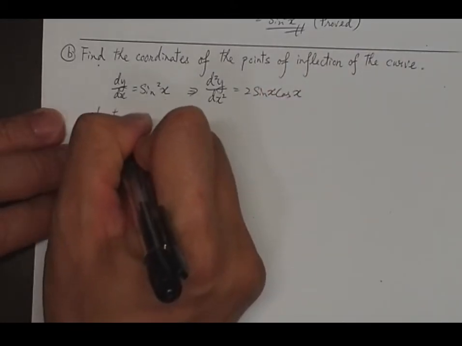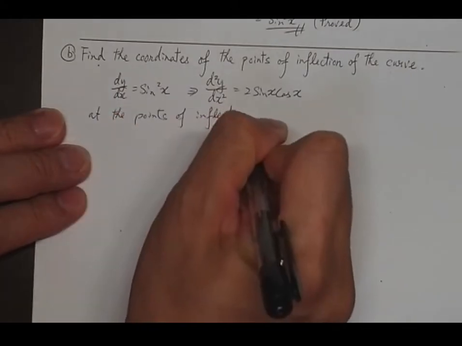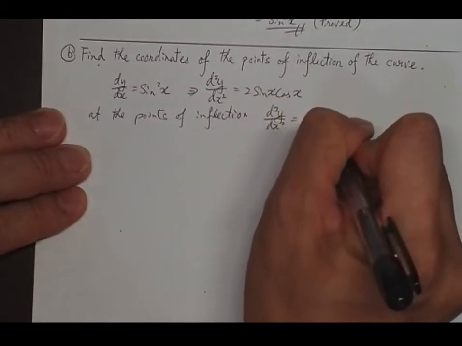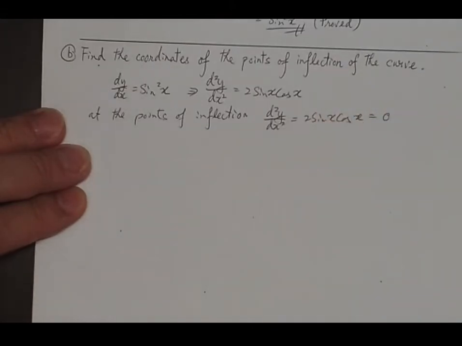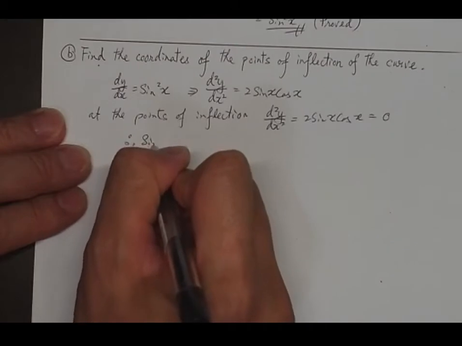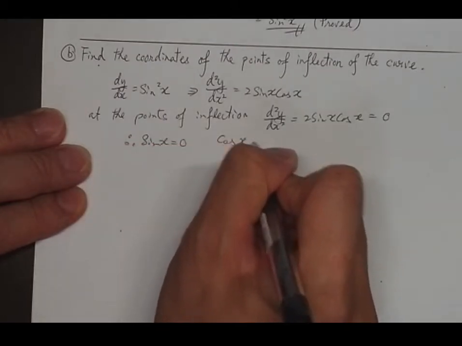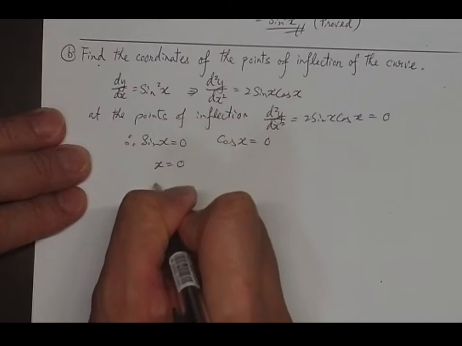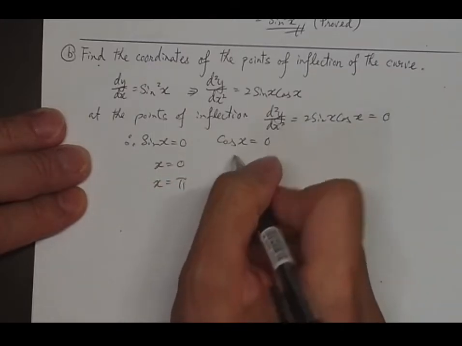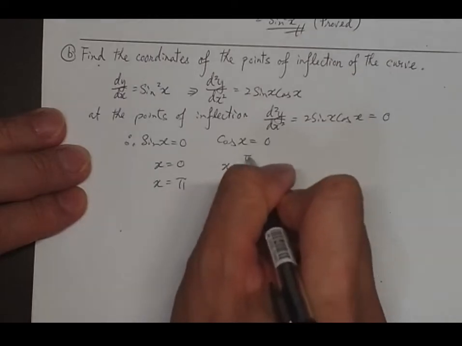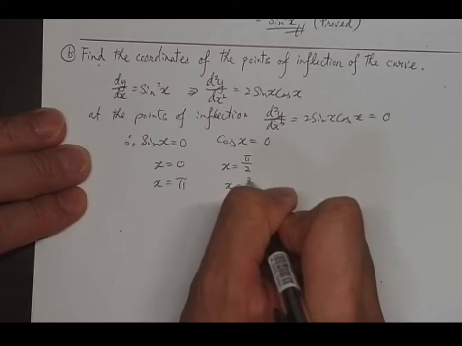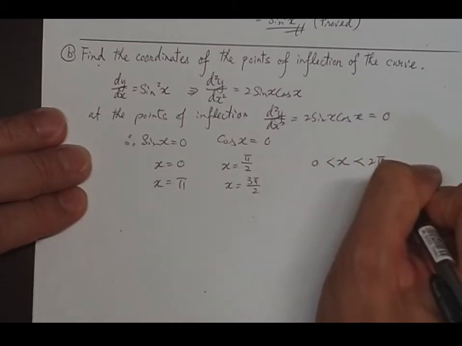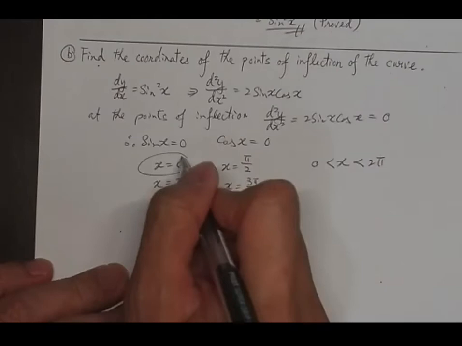And at the point of inflection, we have d squared y by dx squared equal to 2 sine x cosine x is equal to 0. Therefore, sine x is equal to 0 or cosine x equal to 0. For sine x equal to 0, we have x equal to 0 or x equal to pi. And cosine x equal to 0, x equal to pi over 2, and x equal to 3 pi over 2. But the range of x is from 0 to 2 pi. This does not include 0, so this one is rejected.